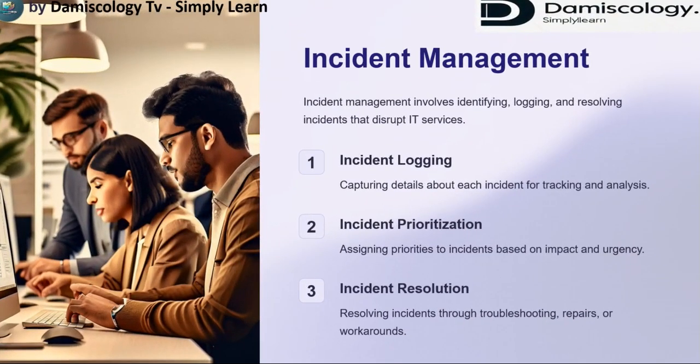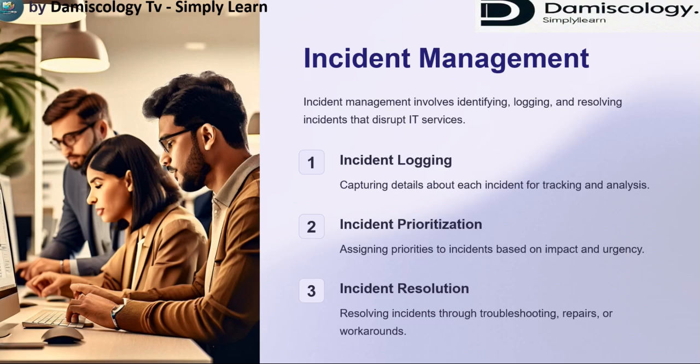Incident management. Incident management involves identifying, logging, and resolving incidents that disrupt IT services. Nowadays, we have situations where things happen and IT services are disrupted. Customers are not able to access the services provided by the service provider as a result of a lot of things, right? And what incident management helps to do is to put in place procedures that help to identify these incidents, prioritize the incidents, and then resolve the incidents.